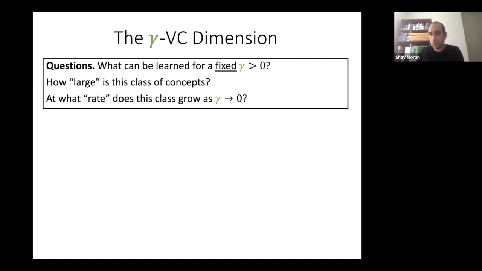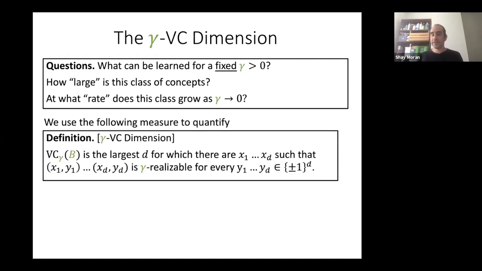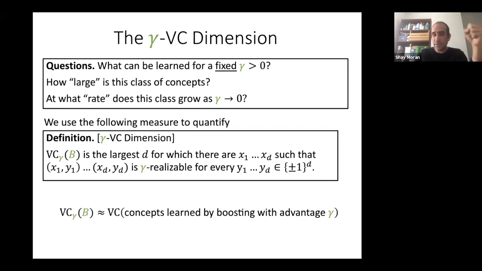We would like to understand it. So we use the following measure to quantify. The gamma VC dimension of B is the largest d such that you can find d points x1 to xd, such that no matter how you pick labels to these points, you have 2 to the d ways to do it, no matter how you pick the yi's, the overall sample will be gamma realizable. So every pattern on these xi is gamma realizable by the class. I think a good way to think about it is that it's the VC dimension of the class of all concepts that can be learned by boosting with advantage gamma.